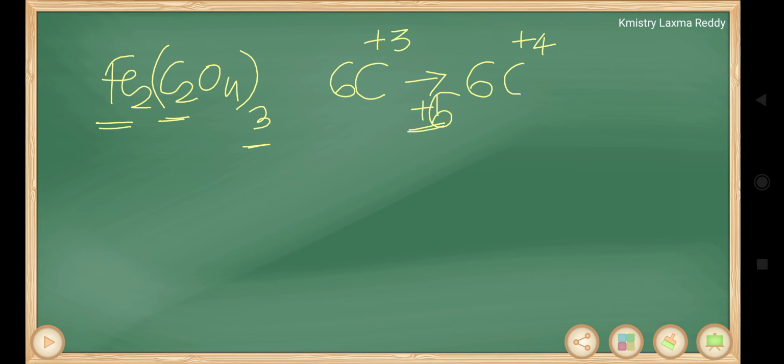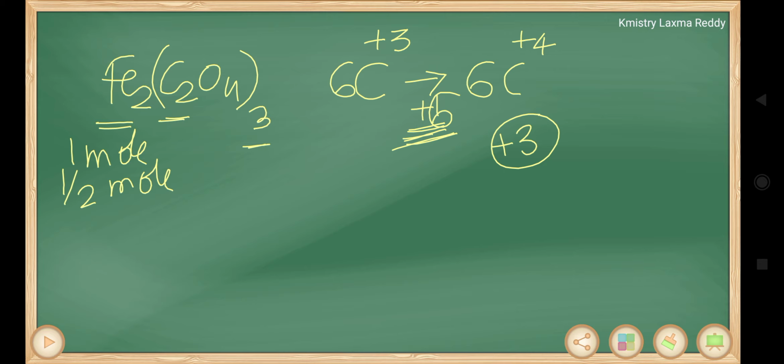For 1 mole, if you are taking 1 mole, the change in oxidation state is going to be 6. But we have only half mole. For half mole, the change in oxidation state will be only 3. Or you can say plus 3 is the change in oxidation state for half mole of Fe2(C2O4)3.